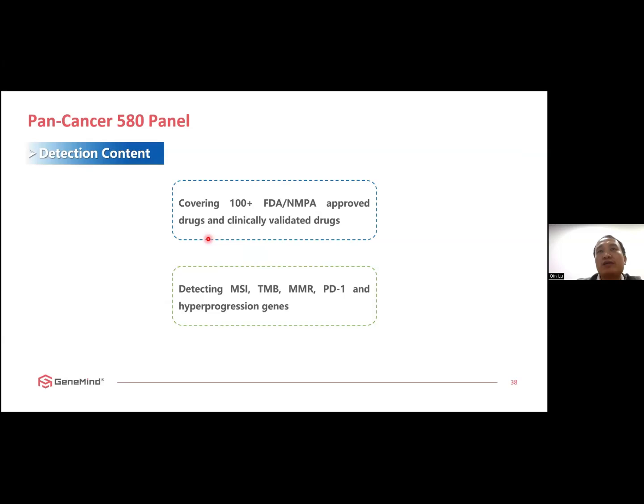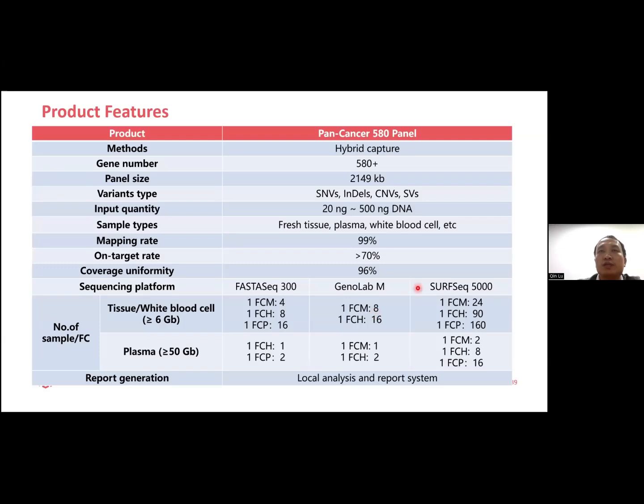So the FDA and NMPA approved all the drugs for solid tumors are supported, and MSI, TMB, MR, PD-L1 or some hyperproliferation genes are covered. This panel is relatively big, more than 2 MB for TMB detection. For FastSeq, for FCM, the array only supports 4 samples. For SubSeq or GeneMind, more samples will be supported.